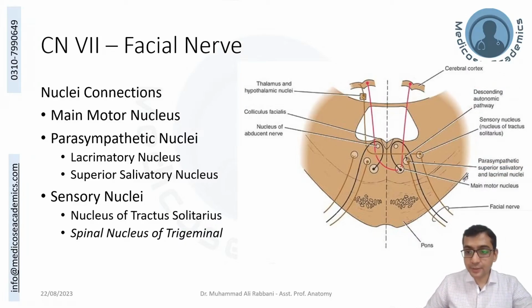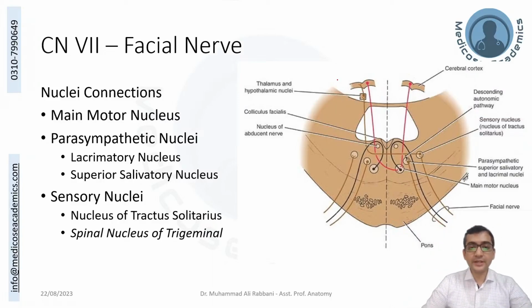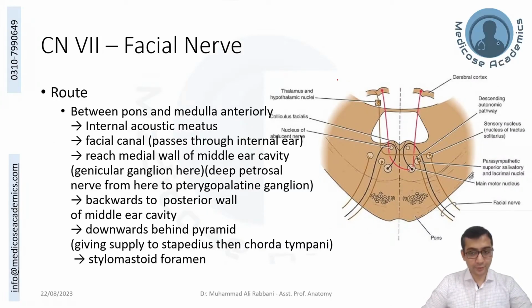Sensory nuclei. The sensory nucleus is the solitary nucleus, nucleus of tractus solitarius, and this is receiving the taste fibers, especially from the anterior two-thirds of the tongue. As we mentioned in the preamble, it will be the second order neuron, and the fibers from it will cross the midline, move up and relay in the thalamus, in the ventroposteromedial nucleus of the thalamus, and they will go to the brain. So that's the facial nerve, its nuclei, its connection.